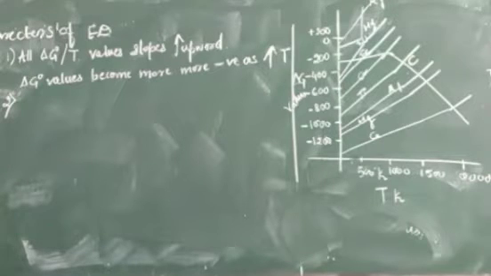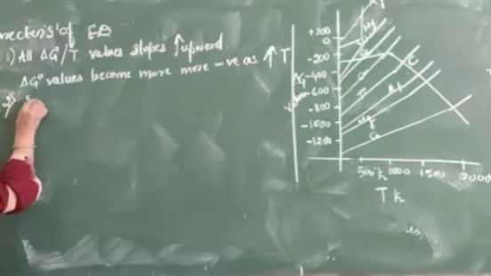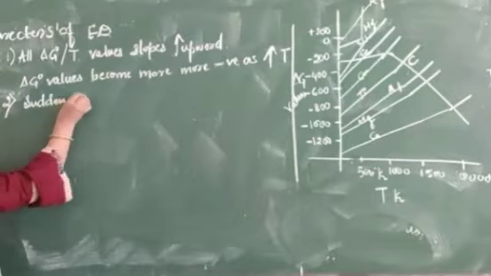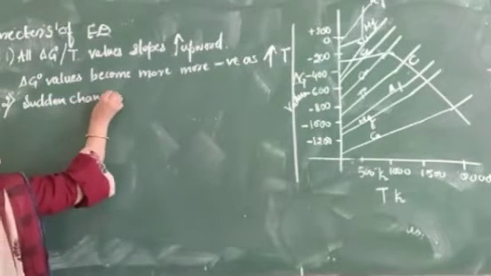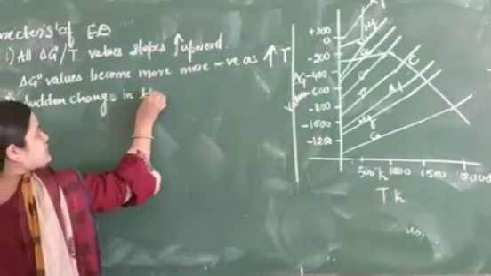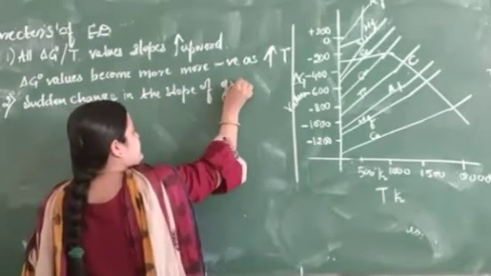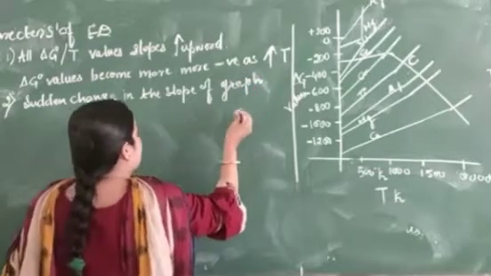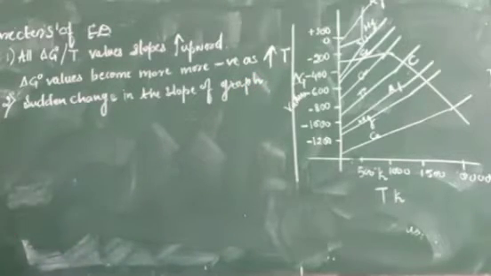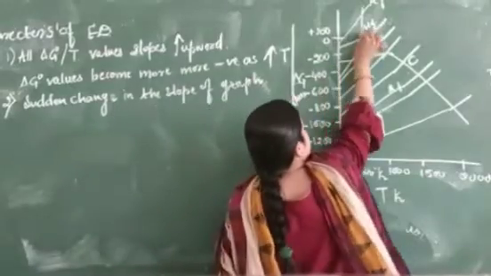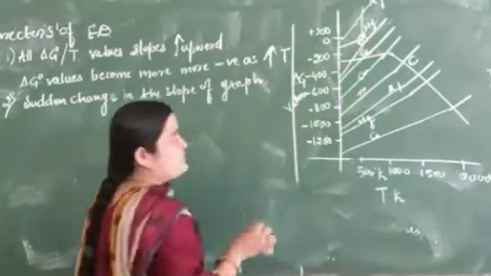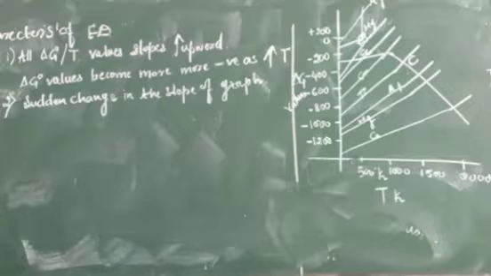Now the second characteristic feature: a sudden change in the slope of the graph at a particular temperature. There is a sudden change in the slope of the graph. Here can you observe, this is a sudden change in the slope of the graph at a particular temperature.